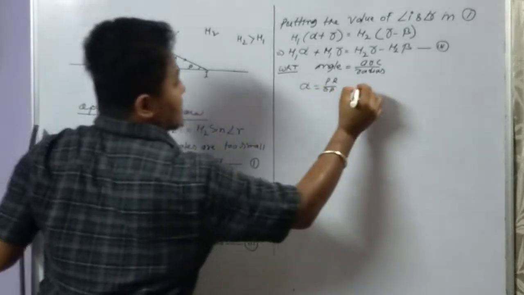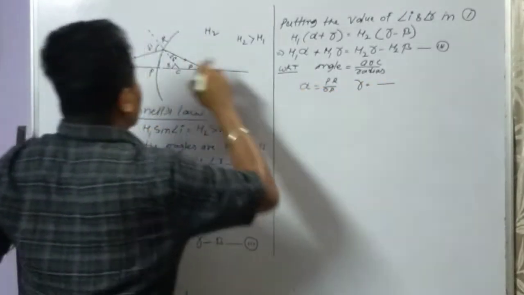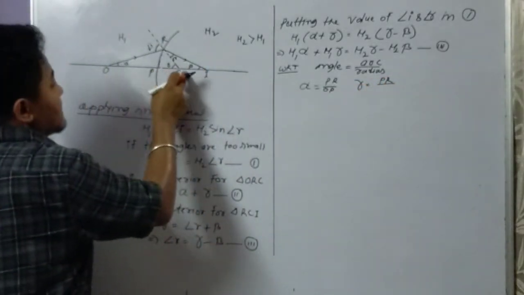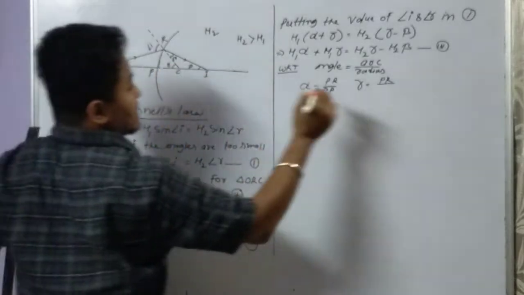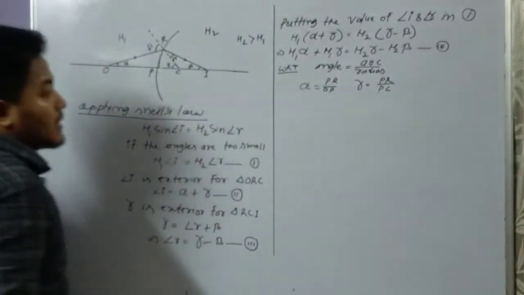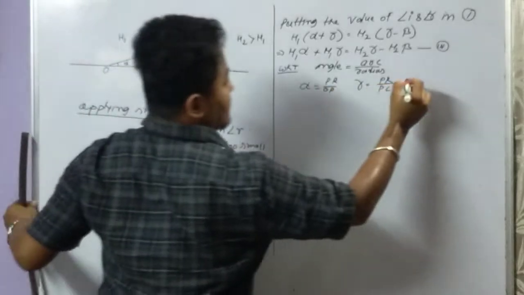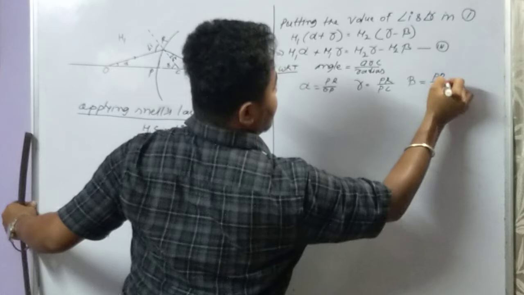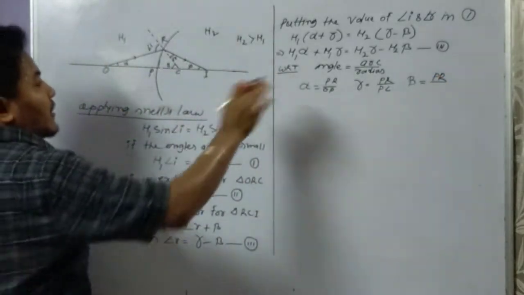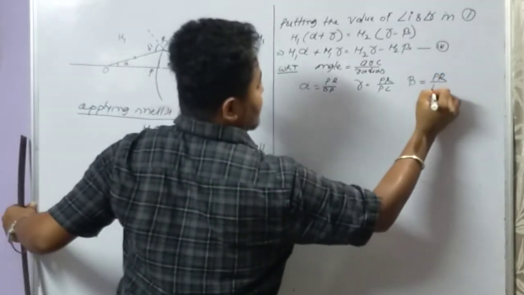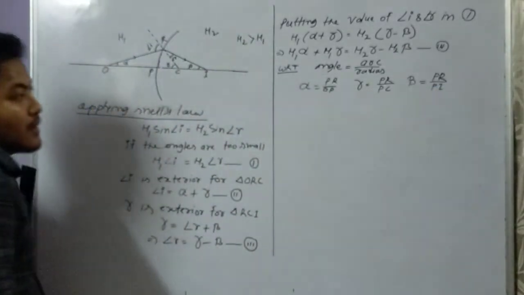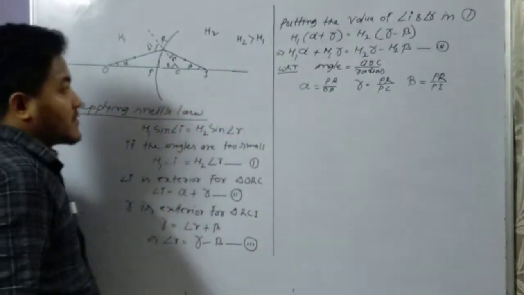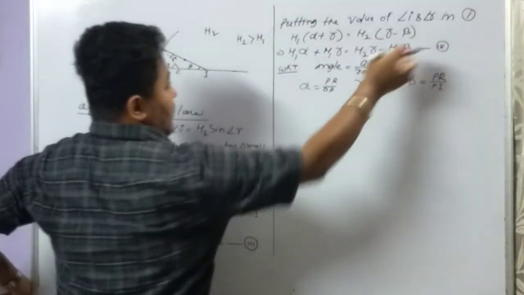Again for gamma, I can write similarly. Gamma is equal to, the arc is similar, that is PR, but the radius will be PC. PR by PC is for gamma. Similarly for beta, the arc is common, that is PR, and your radius will be PI. This is PR by PI. This we have found from this particular formula, that angle is equal to arc by radius. Now putting all these values in number 4 equation.